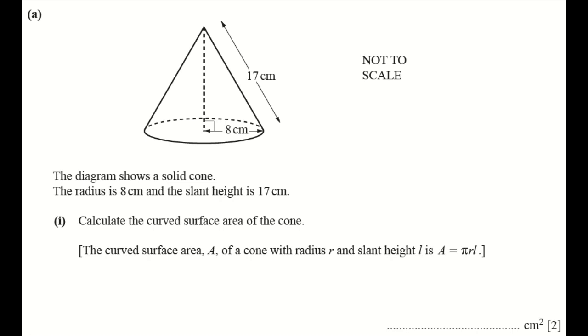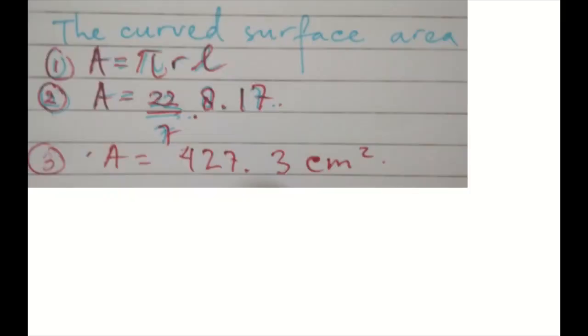So this is actually really easy. We just need to put all the information given, all the units, into the formula. So the formula is pi r l. For the value of pi, according to Cambridge, we may use 3.142, or we can just use 22/7 as a whole. So the area is equal to 22/7 times 8 times 17 centimeters. So we got the result as 427.3 centimeters squared.